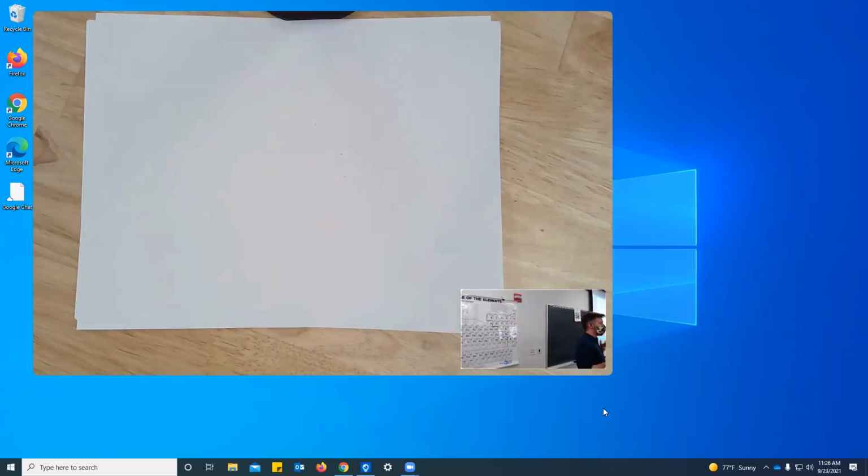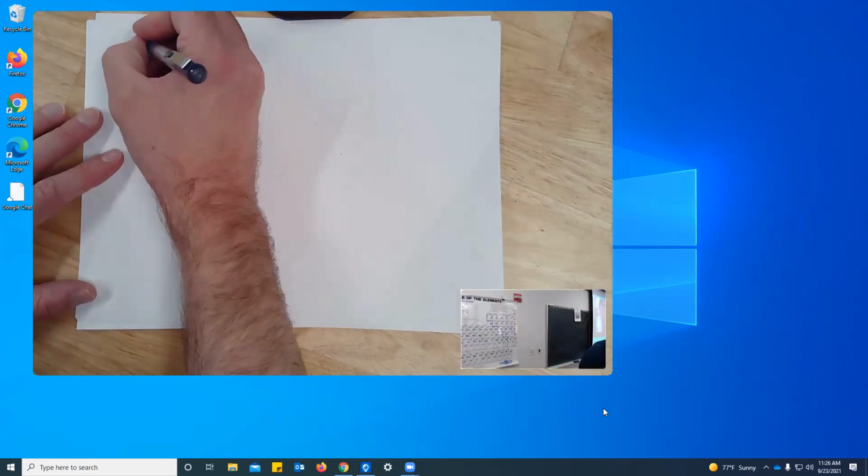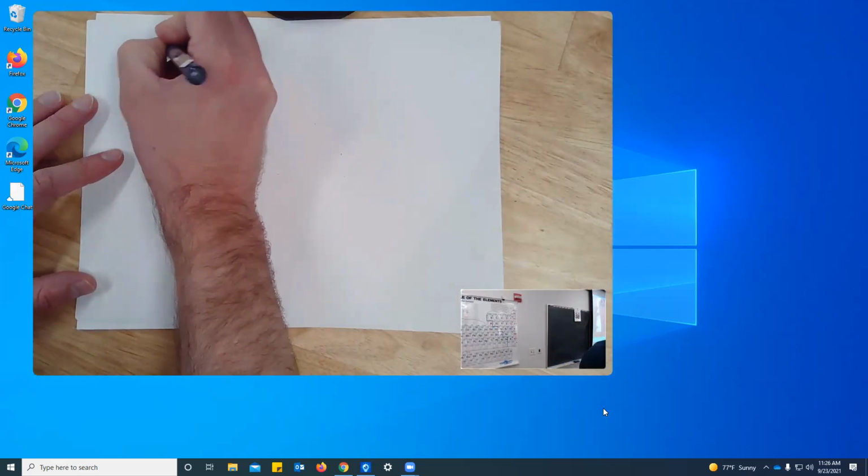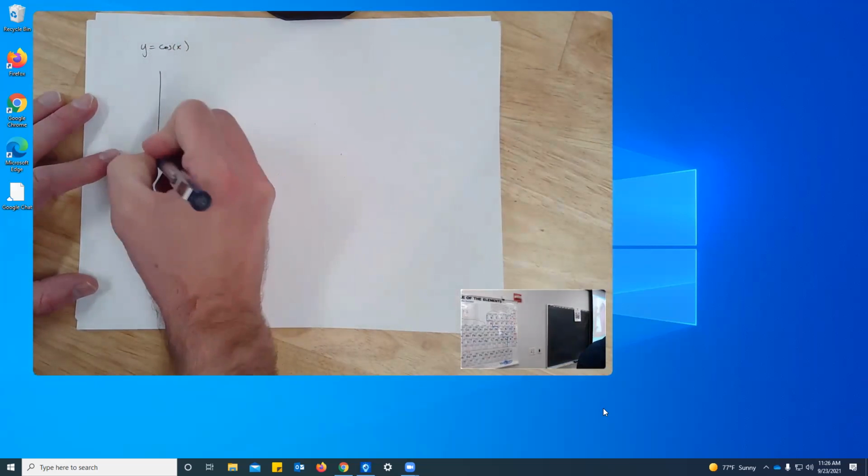I should also mention, every trig function is either odd or even. So sine, cosine, tangent, cosecant, secant, cotangent, all are either even or odd. In fact, they're all odd except for cosine and its reciprocal secant. So cosine of x looks like this.